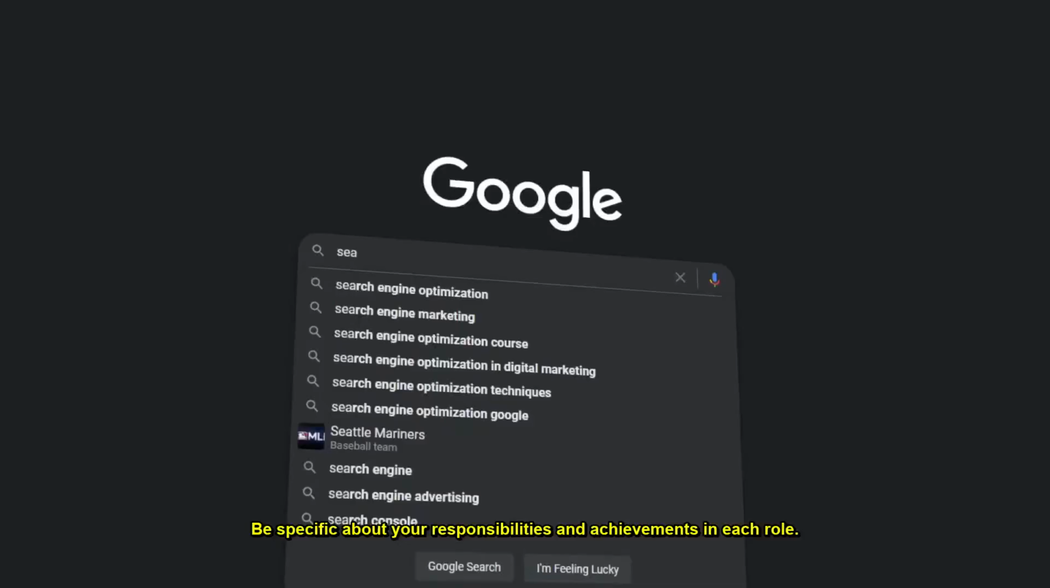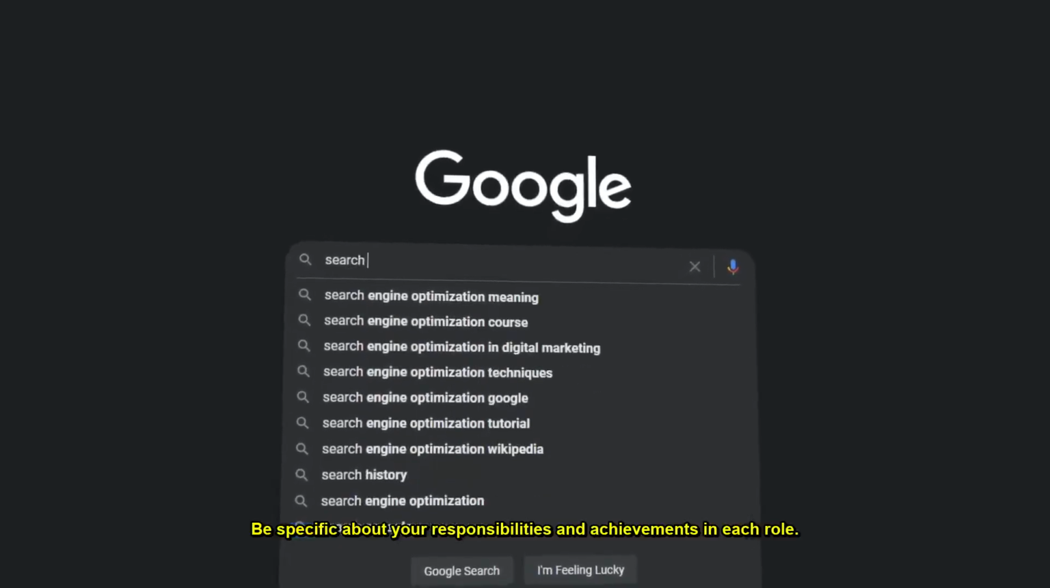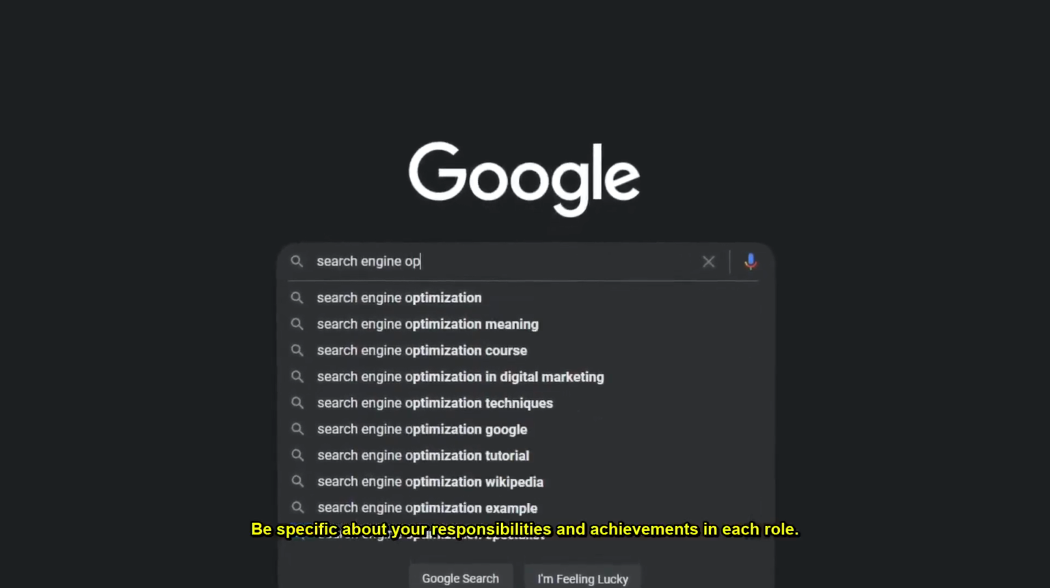List your skills in the designated area, prioritizing the most relevant ones. Consider the skills employers in your field are frequently searching for. Proceed to outline your work history, including roles that highlight your capabilities. Be specific about your responsibilities and achievements in each role.